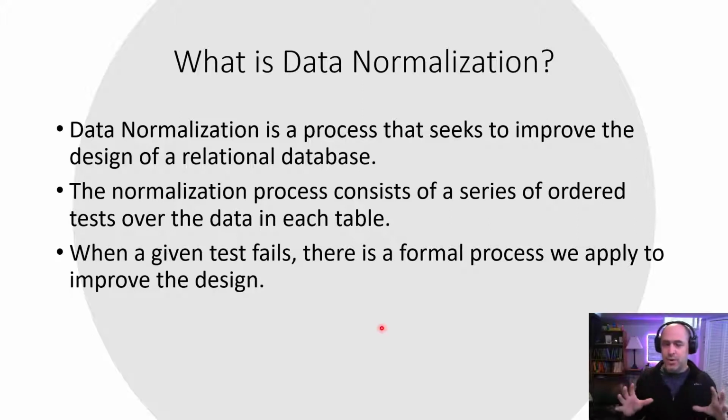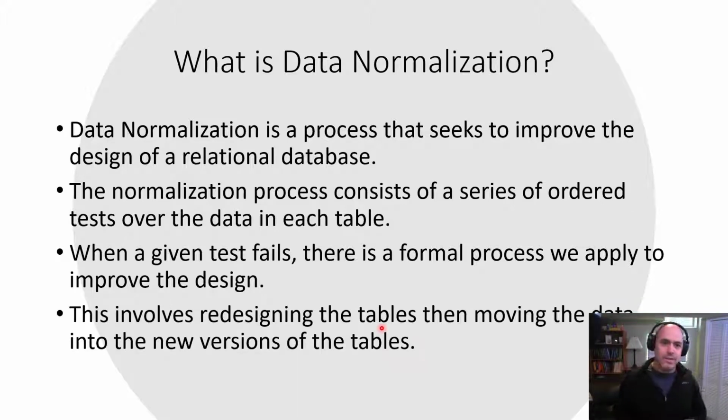And basically, when you normalize, you are making more tables by finding the dependencies within the data and then splitting them out into foreign key, primary key relationships. So this involves redesigning the tables and then moving data into the new versions of the table. So it would only be half the story if I taught you how to identify the problems. I have to teach you today how to identify the problems and then also remedy them.